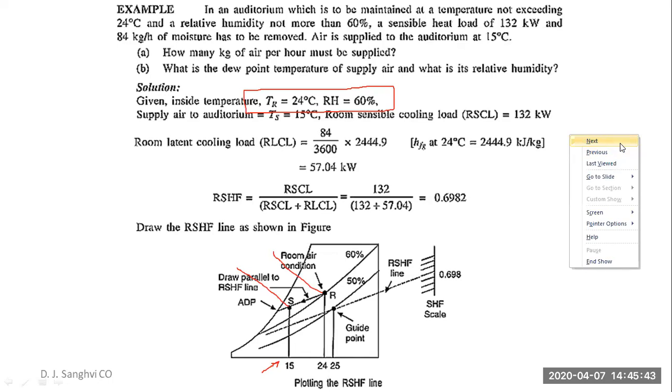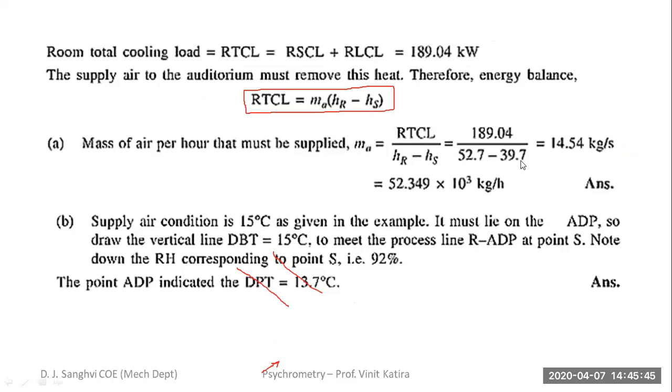Sir, 42.5 and 53. Okay, here it is given 39 and 52.7. So that's acceptable. Yes sir, 39. So 39 is coming, okay.